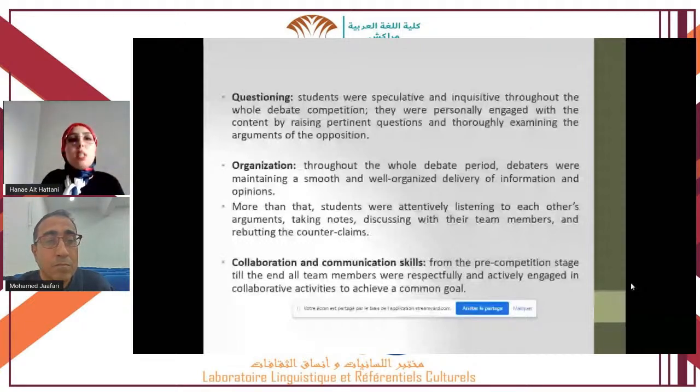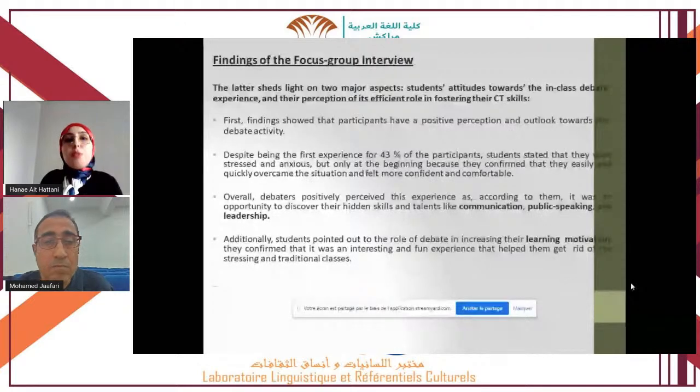Then we move to the findings from the focus group interview. As I said before, that interview was mainly employed in order to gather information regarding students' attitudes on the extent to which debates can improve their critical thinking skills. First, findings showed that participants have a positive perception and outlook towards the debate activity.